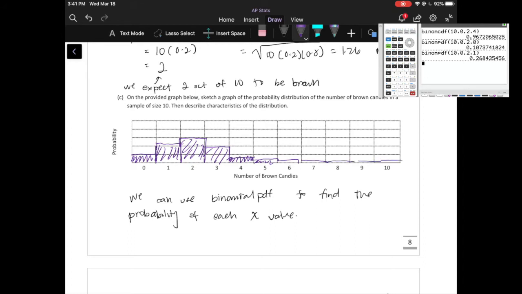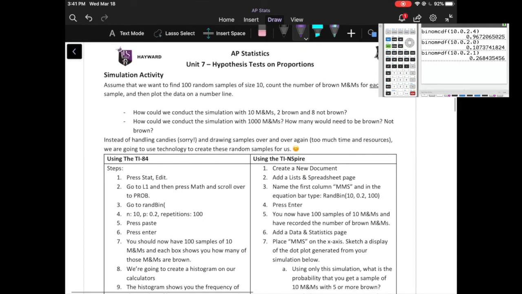Okay. And that makes sense, right? The probability of getting 10 brown M&Ms in one trial is very rare. It's very low. Okay. So we're going to go ahead and do a quick simulation activity. Assume that we want to find 100 random samples of size 10, count the number of brown M&Ms for each sample, and then plot the data on the number line. How could we conduct the simulation with 10 M&Ms, 2 brown and 8 not brown? How could we conduct a simulation with 100 M&Ms? How many would need to be brown, and how many would need to not be brown?